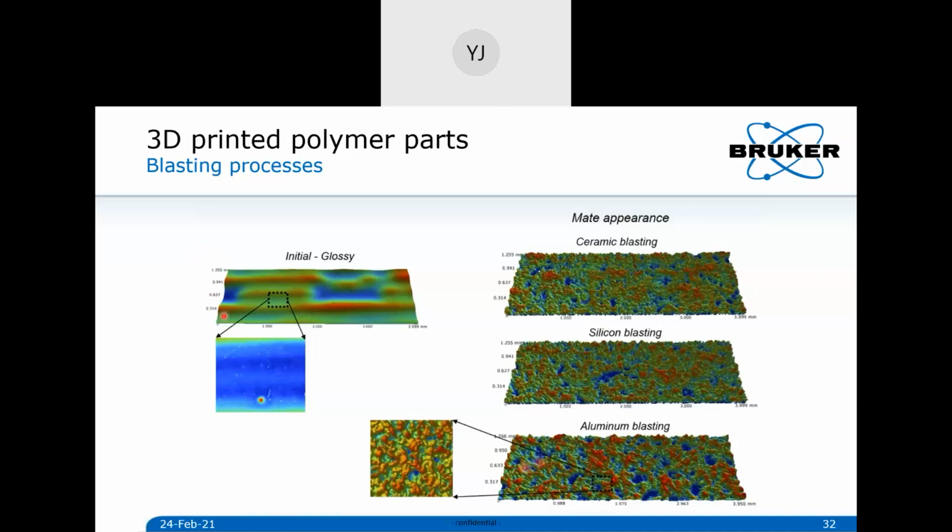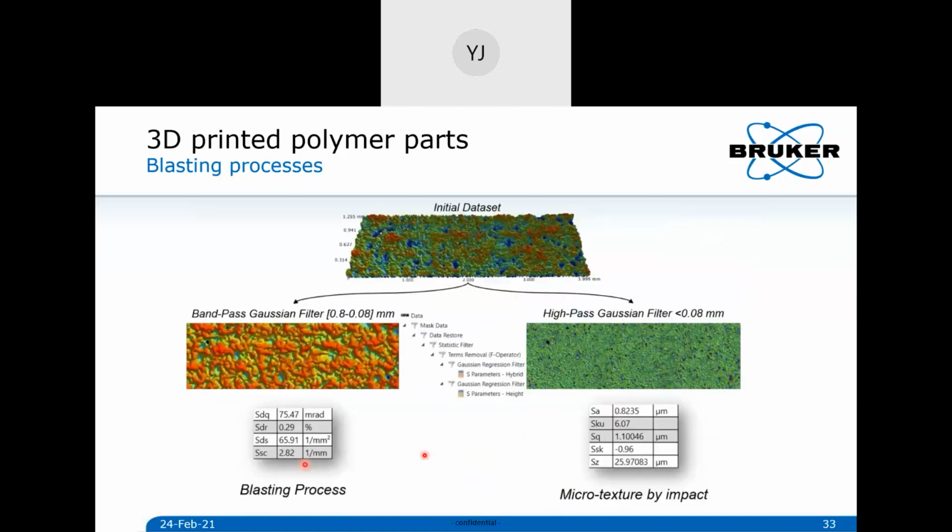So you can see the original sample with the glossy finish. You have these interdigits, right? Between the interdigits it is very smooth. So this is a 3D printed surface. You're building the layers one after the other, so between the layers is quite smooth. Then you do the blasting to get this matte finish appearance. So you have a ceramic blasting or a silicon blasting or aluminum blasting. And you can see here for a small area, how smooth this one is, how rough it is, right?